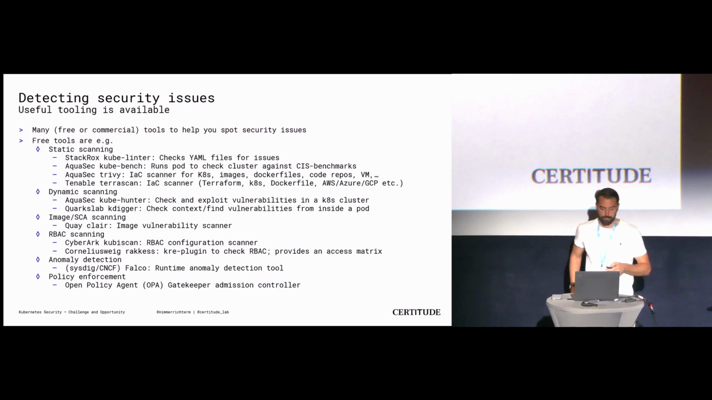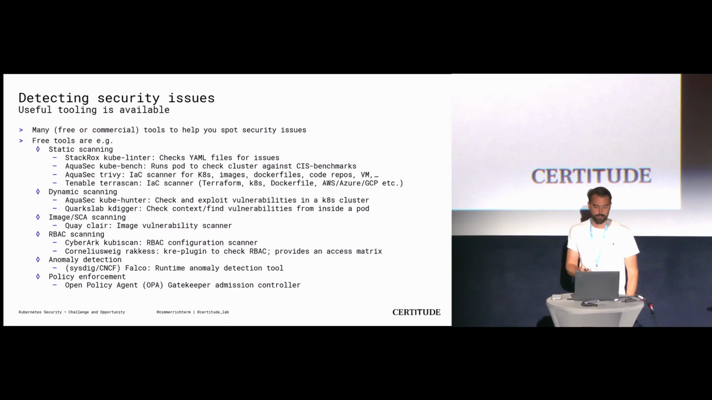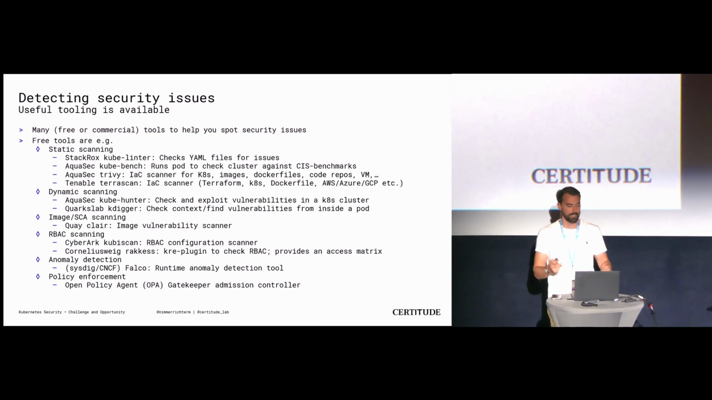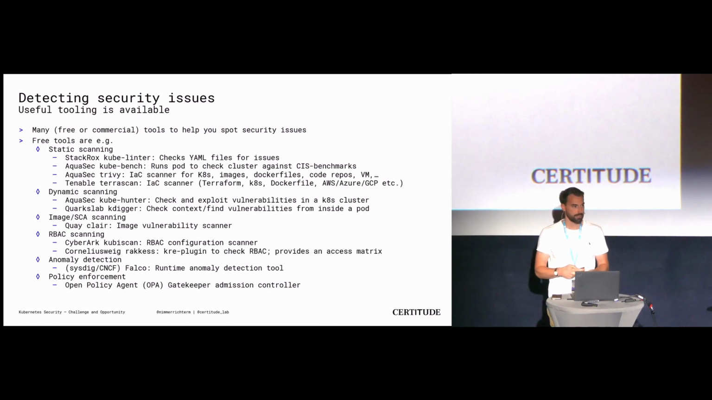Okay, there are many free tools available, like static scanners that scan your infrastructure as code, so your Docker files, your Kubernetes configuration and things like that. There are dynamic scanners that even probe your live systems. There are, of course, image scanners. There are tools scanning your role-based access control to make sure it's right. Role-based access control can be tricky and has some limitations, so these tools can give you a nice overview.